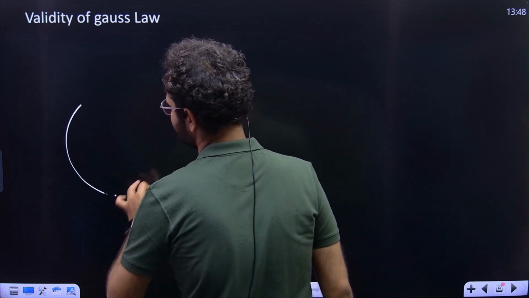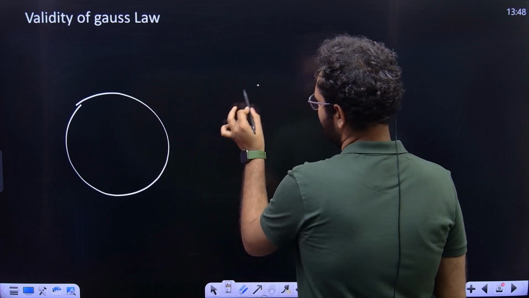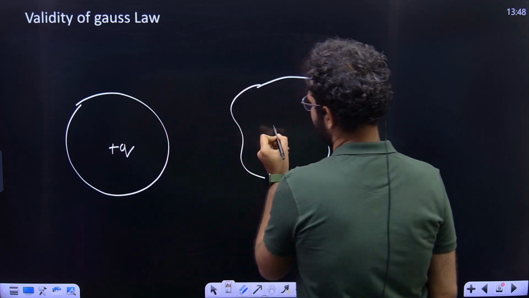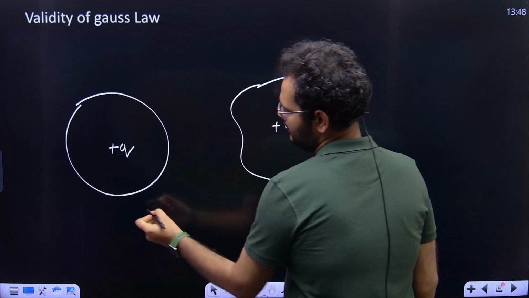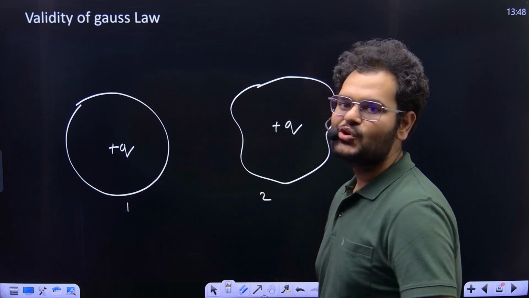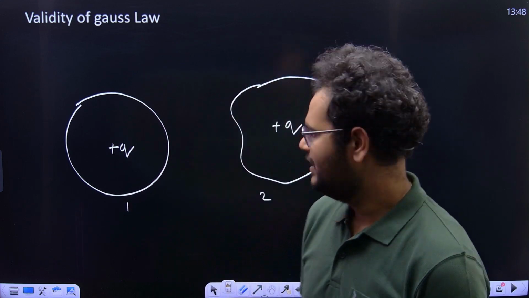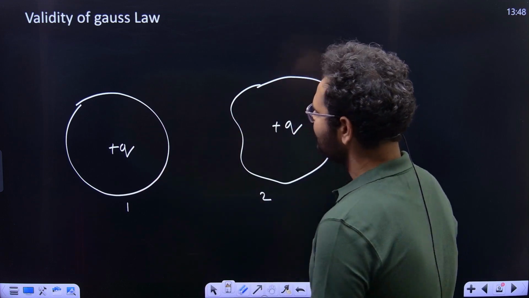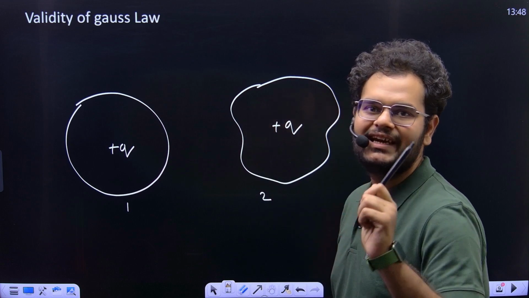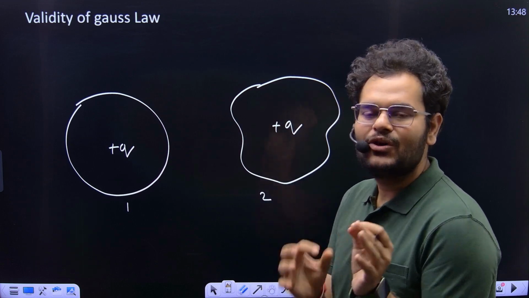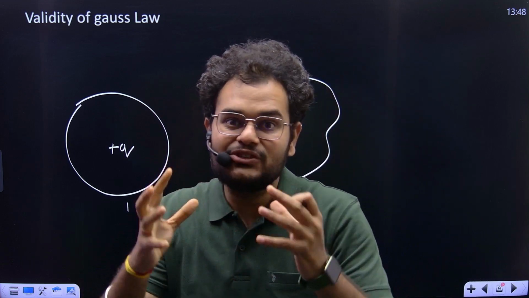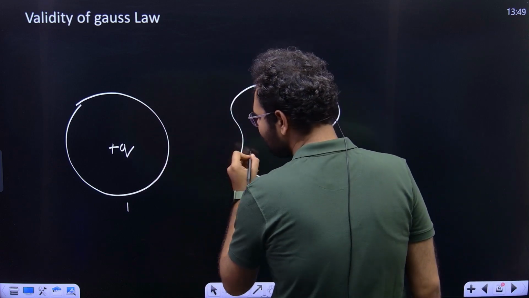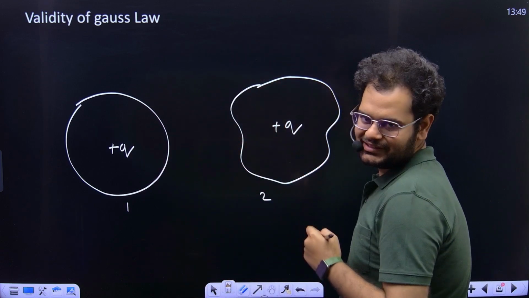Here, I will ask you one thing. Sir, two surfaces. This is one surface, and let us say this is another surface. Here it is plus Q, and here also it is plus Q. You tell me in which case Gauss law is valid. In first case or in second case? Sir, Gauss law is invalid in first case but valid in second case. No. Does Gauss tell in the statement that my surface should be symmetric? No. That means here Gauss law is valid for both the surfaces.